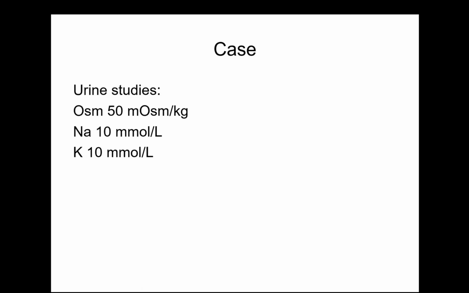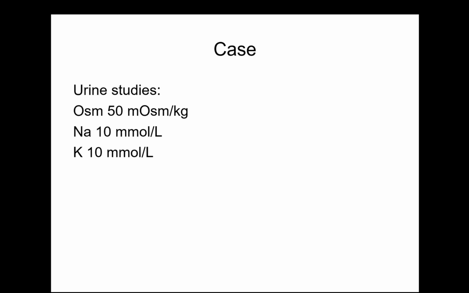Do you think these kidneys are holding on to salt? Yes. Why? Because the urine sodium is very low. The urine sodium is very low, but these kidneys are not holding on to salt. The urine sodium concentration is very low because it is a very, very dilute urine. So the concentration of anything in this urine is going to be very low.